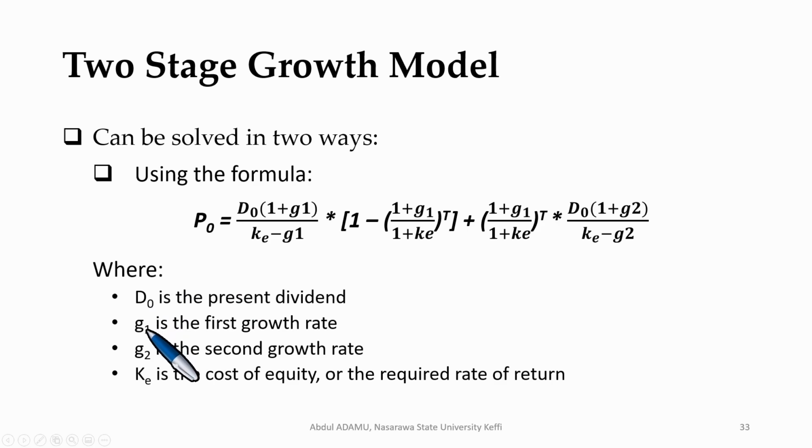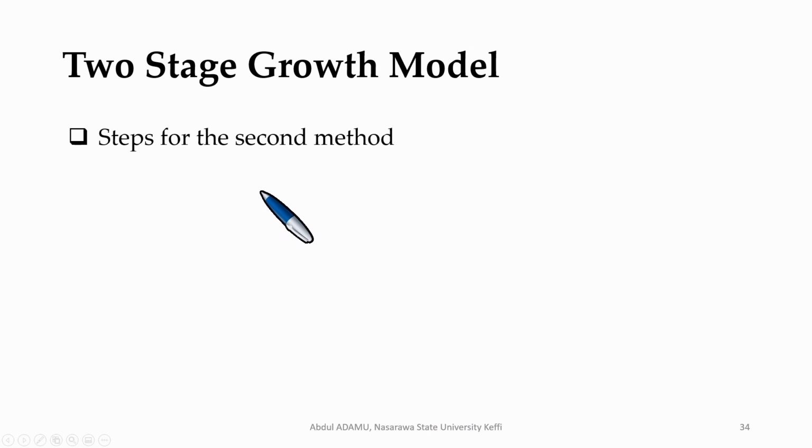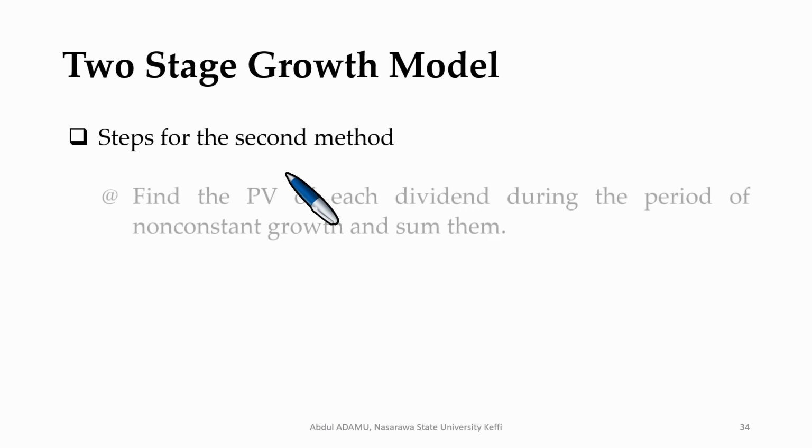So this is the explanation of the parameters. The G1 and the G2 are the new things. G1 is the first growth rate. G2 is the second growth rate. The second method that can be used to solve it, although we are not going to use it to solve the question here, is the same thing we use to solve for the second part.